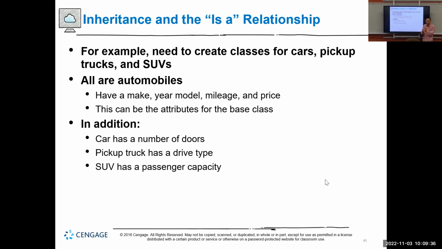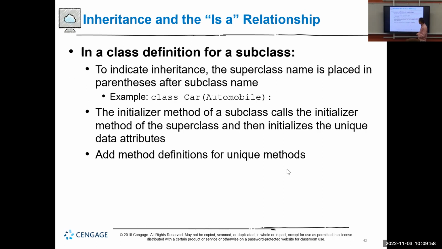Now, in addition, for each specific class here — car, pickup truck, and SUV — you have additional attributes. Car, you have the number of doors, a 4-door or 2-door, whatever it is. Pickup truck, you have the drive type, all-wheel drive or front drive or whatever it is. And SUV, you have the passenger capacity. Right? So now what happened here?